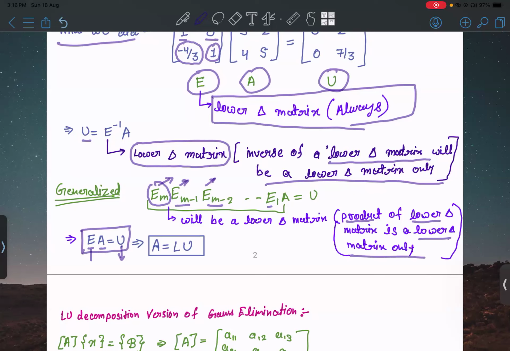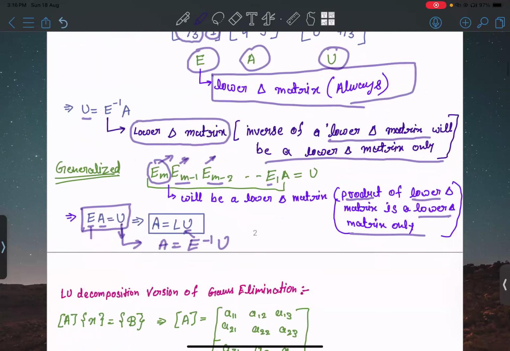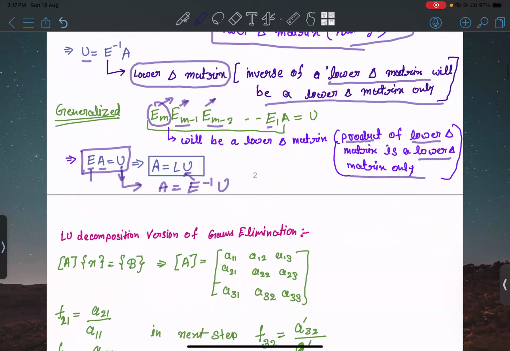So if I move E to the right hand side, or multiply the equation on both sides with E inverse, I will get A equals E inverse U. This E inverse is a lower triangular matrix. So this I can write as A equals LU. So from here it came.